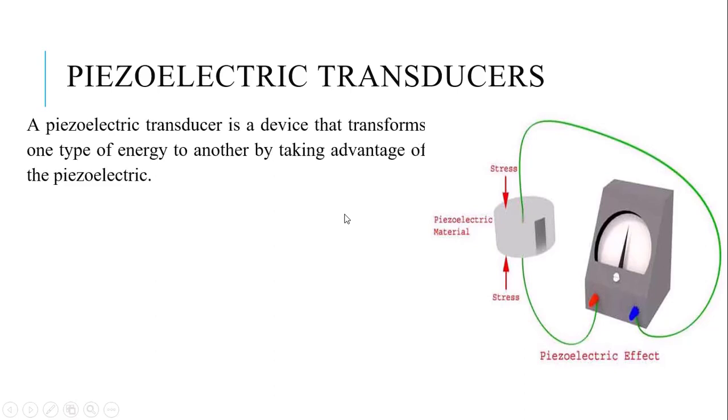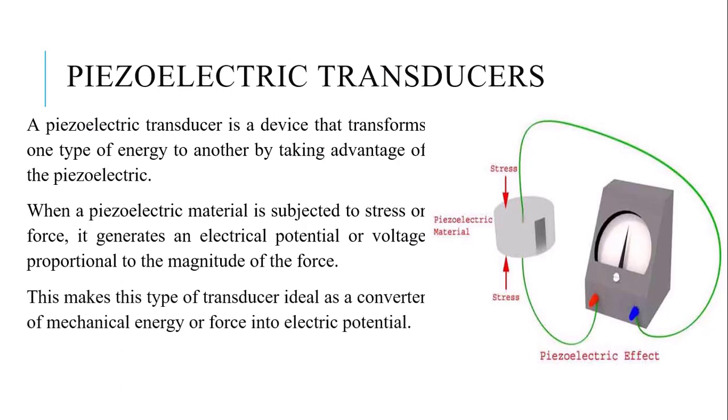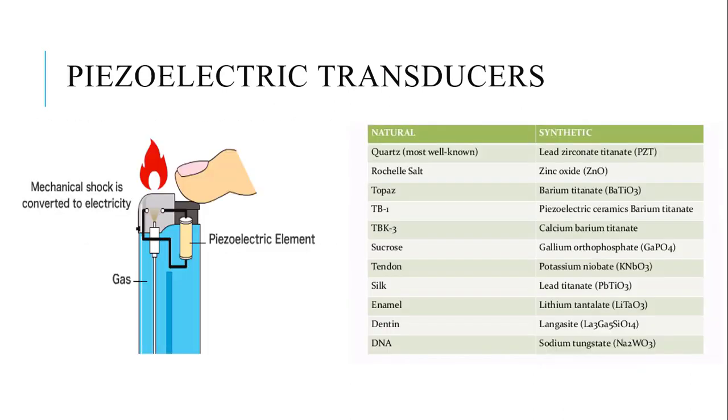These are mainly used to find out the stresses or the forces working on a material. Correct. When a piezo material is subjected to stress or a force, it generates an electrical potential or voltage proportional to the magnitude of the force. Correct. This makes the transducer ideal as a converter of mechanical energy or a force into electrical potential. So the harder you squeeze, the more will be the voltage. Correct.